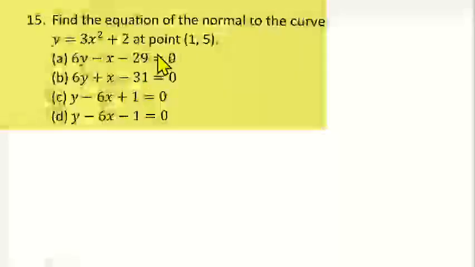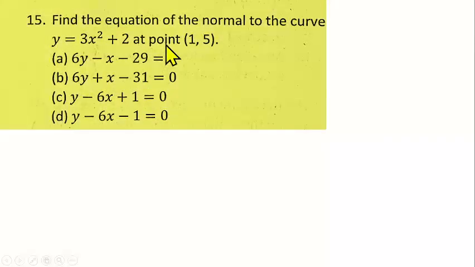Question number 15 is from equation of circle. We can also find the equation of the normal to the curve y equals 3x squared plus 2 at point (1, 5). This is from the equation of circle, but it is also applicable to the application of differential calculus to circle. So I can solve this in 2 ways. I can use the default method, which is the equation of circle, and I can also use differentiation to find the equation of the normal.